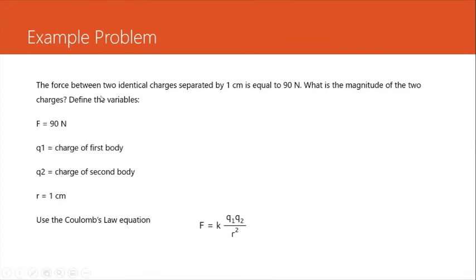Since we are looking for the magnitude of the two charges, they will be equal. Then the radius, or the distance between them, or the separation between the two charges, is 1 centimeter. Use the Coulomb law equation, which will be F equals K times Q1 Q2 over R squared. Okay, we solve.